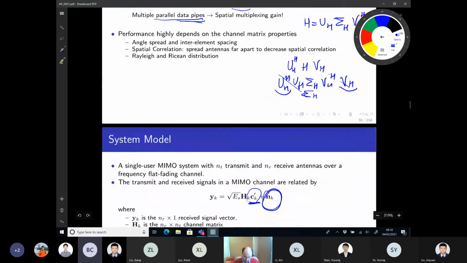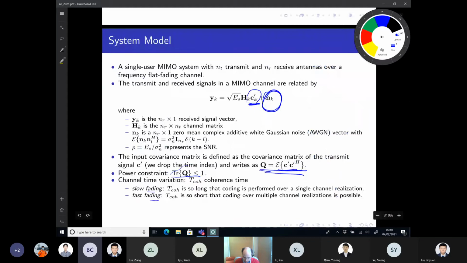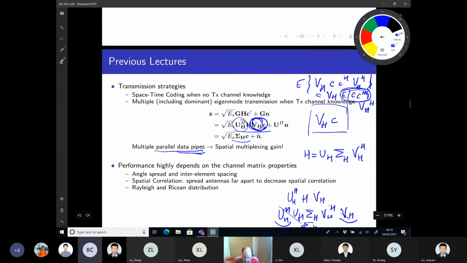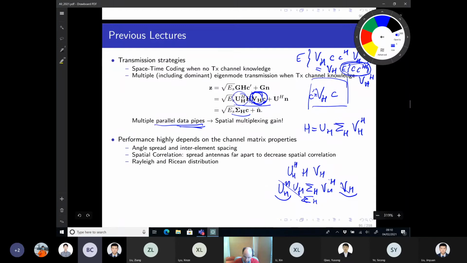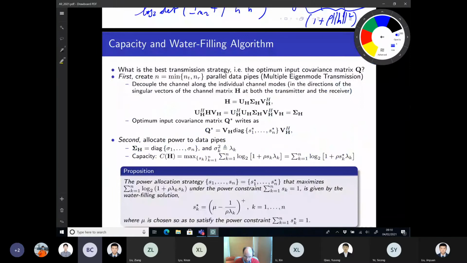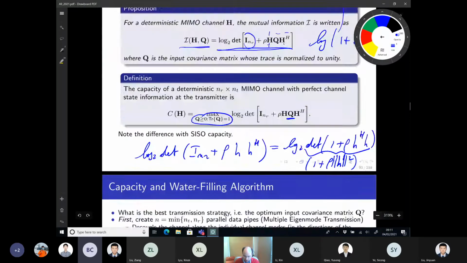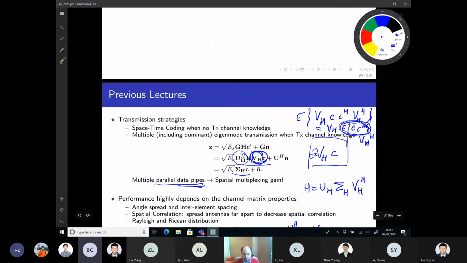Okay, and so this is what we see here. Our input covariance matrix Q is this, with the C prime. So our C prime here is this. C prime is our precoded streams, the streams that have been precoded. And so what we have here is exactly what I expressed before. Our input covariance matrix Q will be VH, this, and VH Hermitian, and this quantity comes from the expectation, because they're all independent from each other.